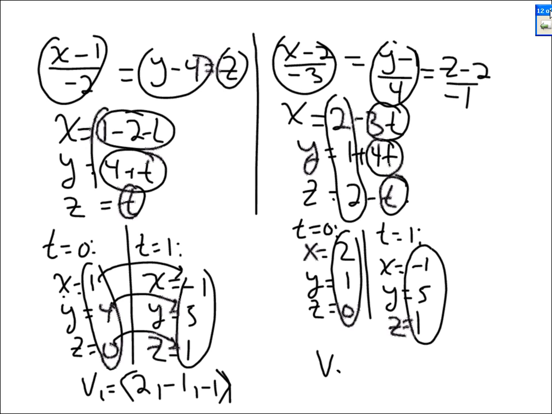So we'll call it vector 2, head minus tail. Negative 1 minus 2 is negative 3. 5 minus 1 is 4. 1 minus 2 is negative 1. So we now have 2 vectors. Now, if you think of it, 2 lines. Okay, well, I take that back.